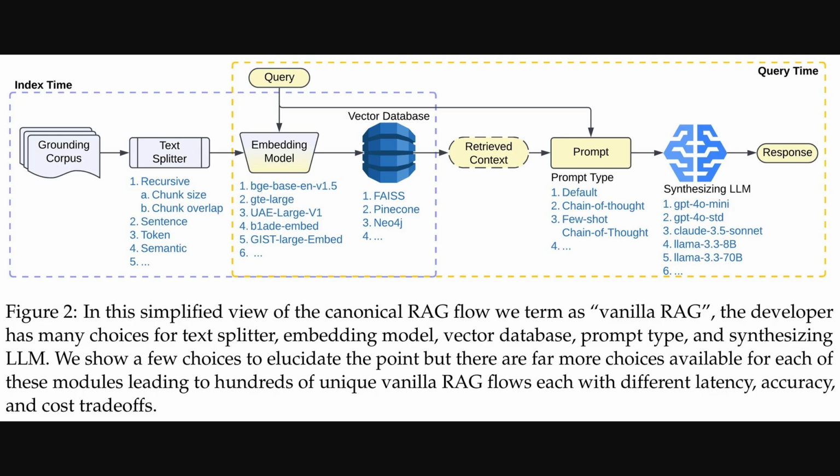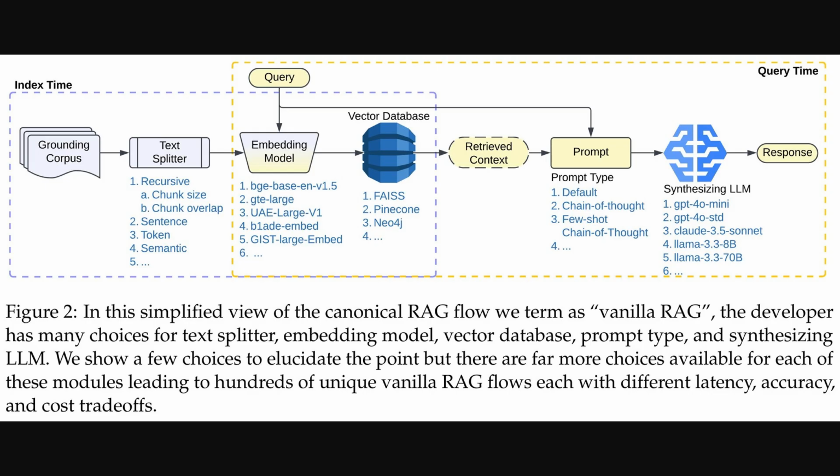Alright, so this next figure gives us a look at what the paper calls a vanilla retrieval augmented generation flow. Think of this as a basic standard setup for these retrieval augmented generation systems we've been talking about. It's divided into two main phases, index time and query time. During index time, we start with a grounding corpus, which is essentially the collection of documents or data we want our AI to draw information from. This corpus then goes through a text splitter, which breaks down the text into manageable pieces, and there are various ways to do this, like by sentence or by using different chunk sizes.